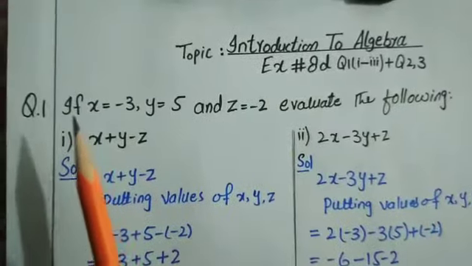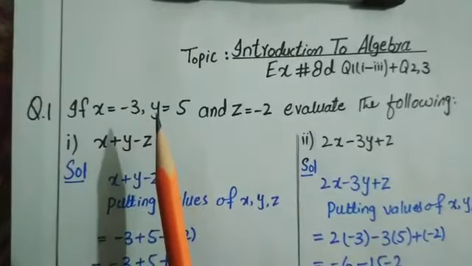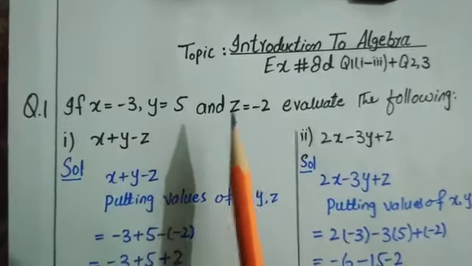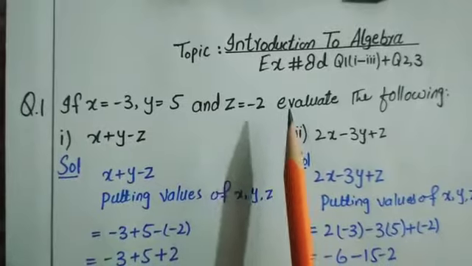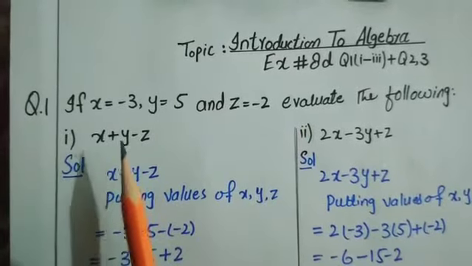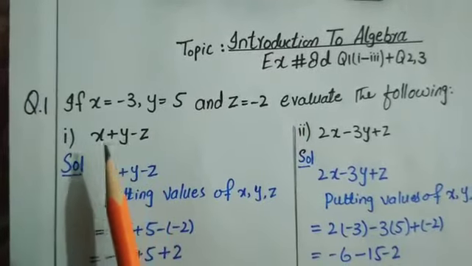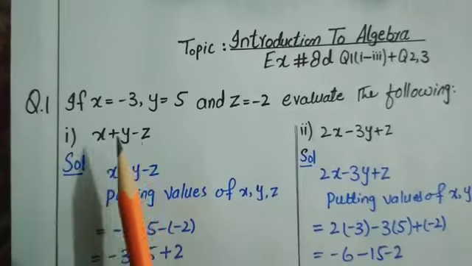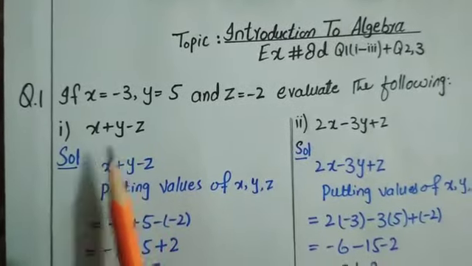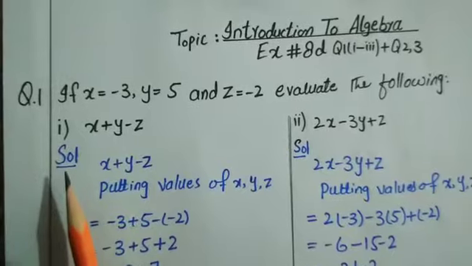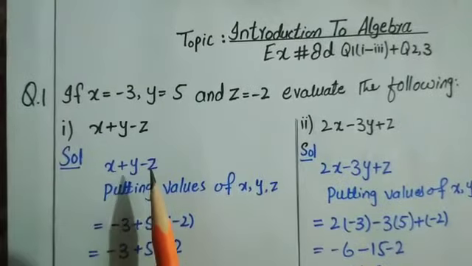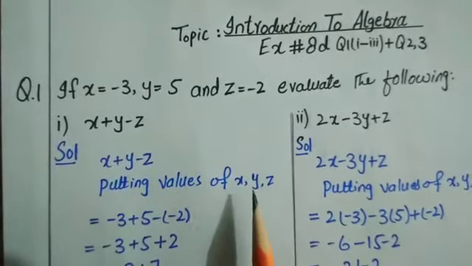Question number 1: if x is equal to -3, y is equal to 5, and z is equal to -2, evaluate the following. First part, x plus y negative z means that we put the values of x, y, z, simplify these values, and we get the answer. Solution: x plus y negative z, putting the values of x, y, z.